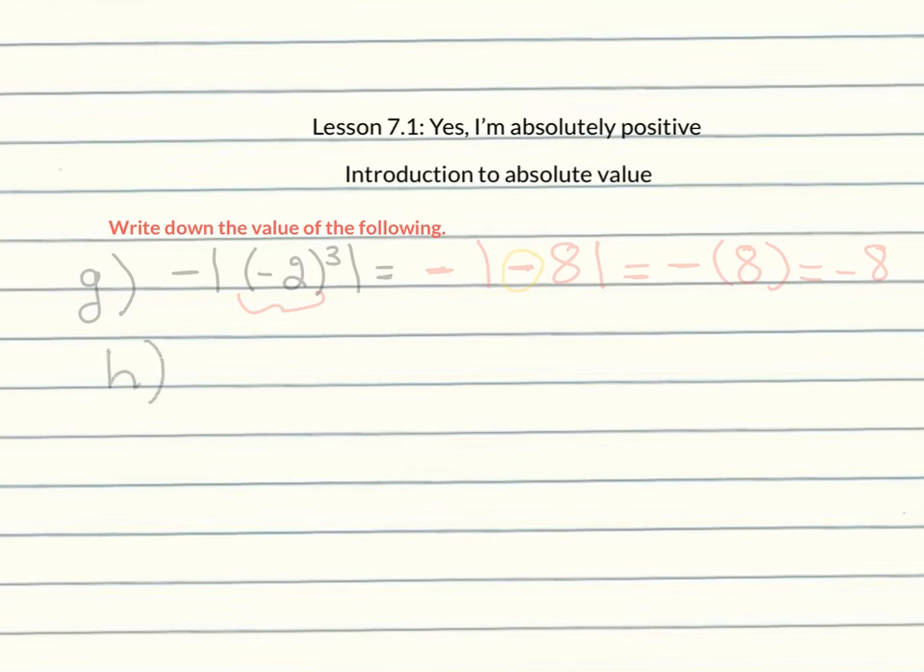H, find the absolute value of 0. It is 0. I, find the absolute value of 2 over 3. It is a positive value, so it comes out as is without the 2 lines. So the final answer would be 2 over 3.